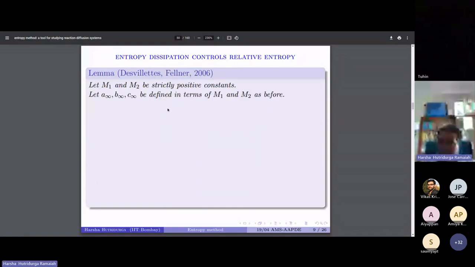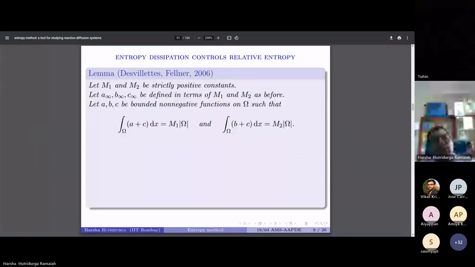So you can build these three constants, A infinity, B infinity, and C infinity. Now, this lemma tells you that you take any bounded, it's very important, bounded non-negative functions on omega, A, B, C. They need not be the solutions to this 3x3 system that we are working with.